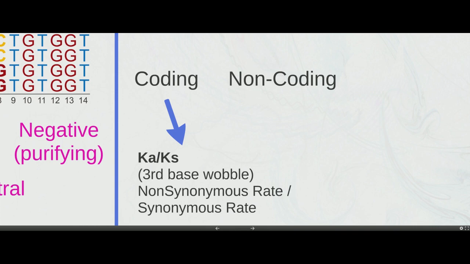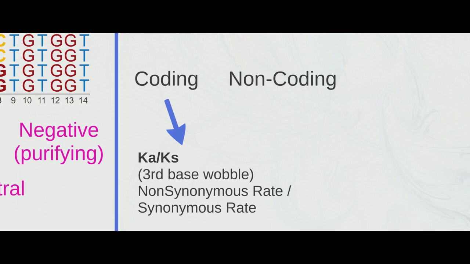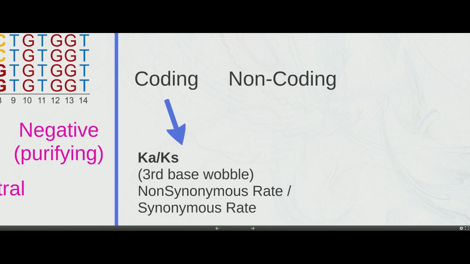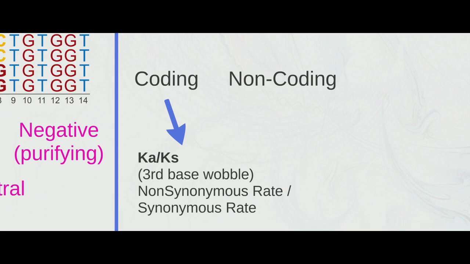And it's because you guys remember things like the third base pair wobble. So you can see kind of the background mutation in the synonymous rate, but then part of the non-synonymous rate is considered some kind of selection. So in this case, a large Ka over Ks greater than 1 means that area is under positive selection, right? You're seeing more changes there.